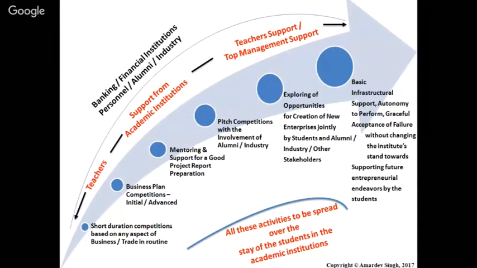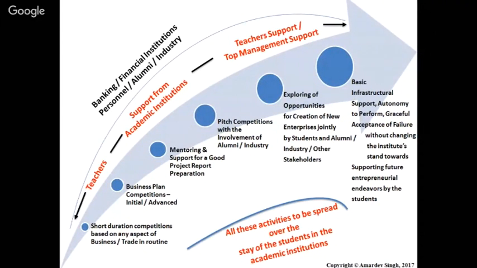That's it. So I have kept here in red the role of teachers' support and top management support from academic institutions, on the top of that arrow. I have marked teachers on the left side, because at the initial level, when I say short duration competitions like business plan competitions, mentoring or pitch competitions, the inputs, support and time devoted to such activity by the teachers play a very crucial role.